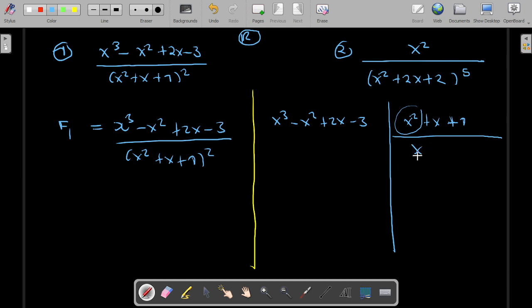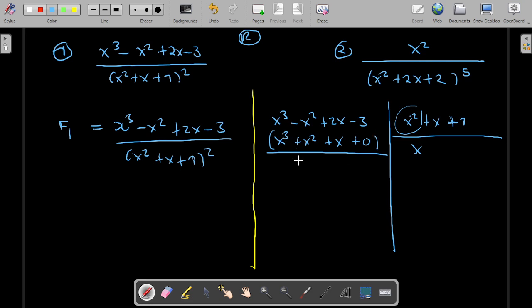We're going to get x, like so, and then we're going to multiply this x by each and every term in this polynomial here. And then we're going to write our result here. So this should give us x to the power 3, and then this should give us plus x squared, and then here we should get plus x, and then here of course we can say plus 0, and then we're going to subtract these two polynomials.